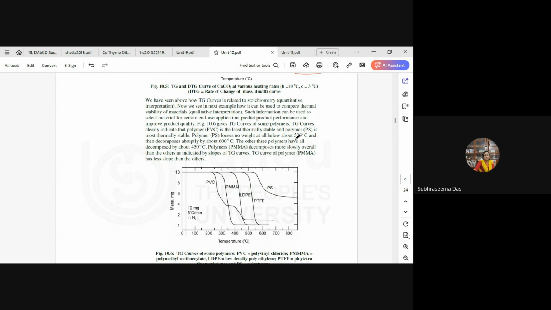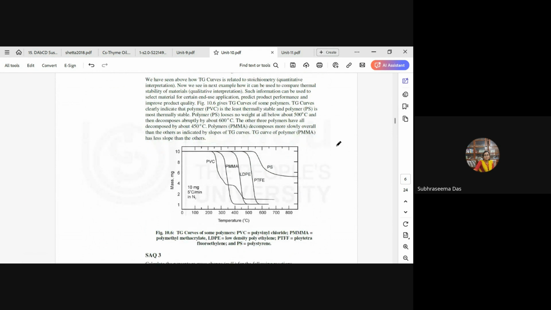Now we will see in the next example how it can be used to compare the thermal stability of materials. This is a comparison, mostly for qualitative interpretation. If we look at figure 10.6, TG curves of five different polymers have been shown. PVC is polyvinyl chloride, PMMA is polymethyl methacrylate, LDPE is low density polyethylene, PTFE is polytetrafluoroethylene, and PS is polystyrene. Their TGA curves are shown here.